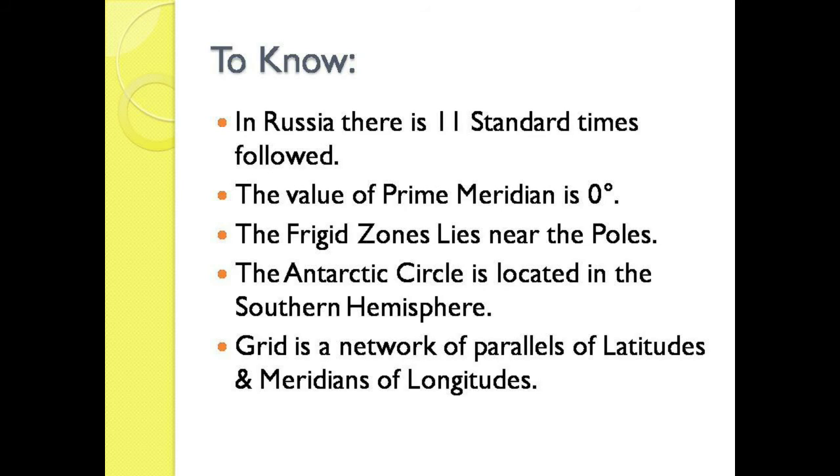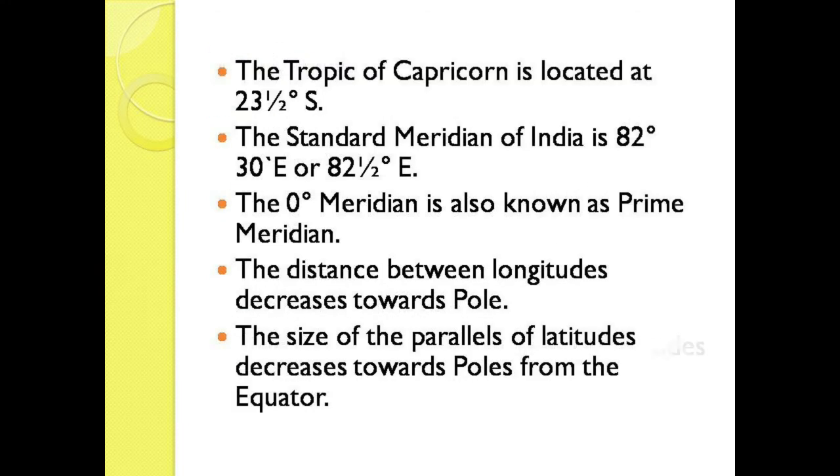Grid is a network of parallels of latitudes and meridians of longitudes. The Tropic of Capricorn is located at 23.5 degrees south. The standard meridian of India is 82 degrees 30 minutes east or 82.5 degrees east. The 0 degree meridian is also known as the prime meridian. The distance between longitudes decreases towards the poles. The size of the parallels of latitudes decreases towards the poles from the equator.